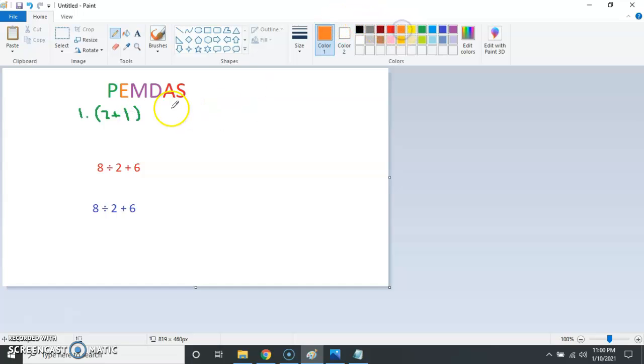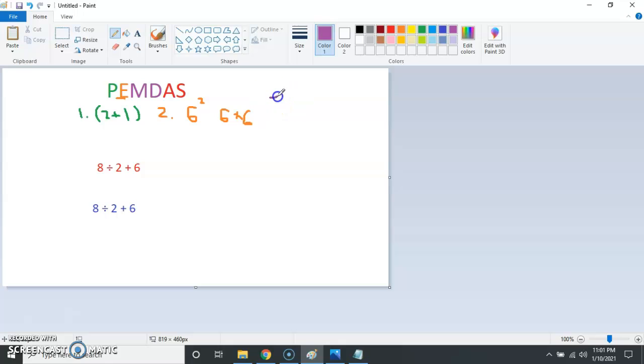The next letter, E, stands for exponents. And some of you have not seen exponents yet. So this little 2 up here, this is an exponent. And we read this as 6 to the second power, or 6 squared. And that just means 6 times 6. So the exponents, that's the second thing you do.